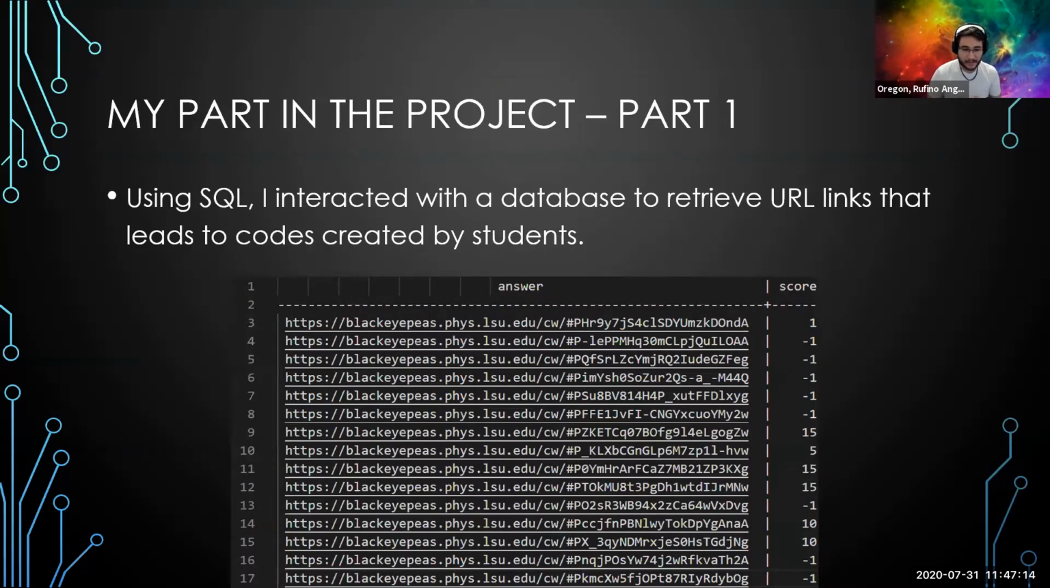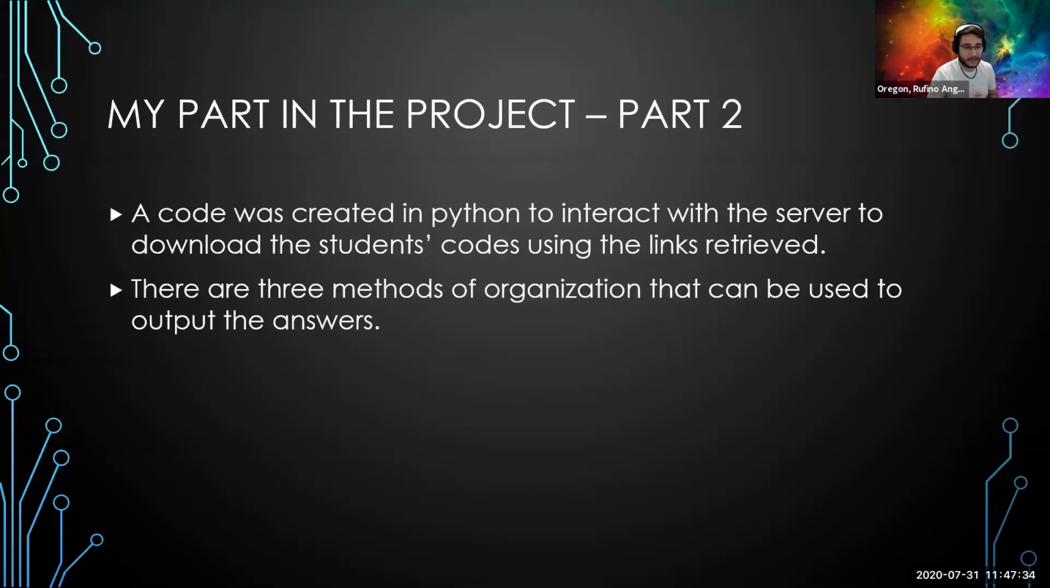So at the beginning of the project, I had to use SQL to retrieve URL links from the database, and these links go to the VR Bytes server, where the students' codes are stored. Then I created a Python code to automatically retrieve all of the students' code and create local copies in the computer. Until now, I created three methods of organization for the answers that we retrieve.